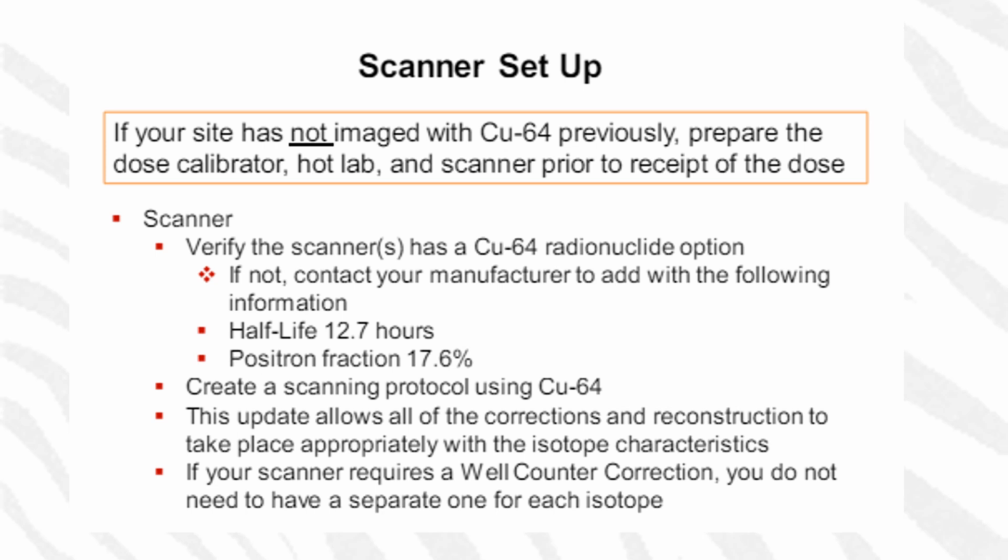You'll need to create a scanning protocol for using copper-64. And then this update allows all of the corrections and reconstruction to take place appropriately with the isotope characteristics. If the scanner also requires a well counter correction, you do not need to have a separate one for each isotope. So that's something that you would not need to do.